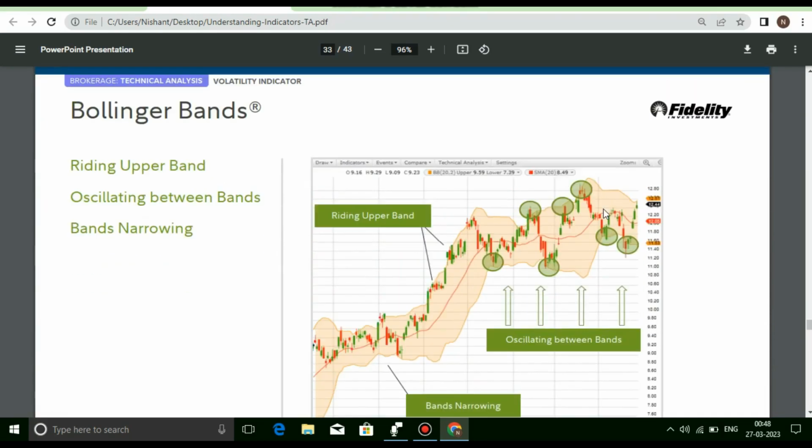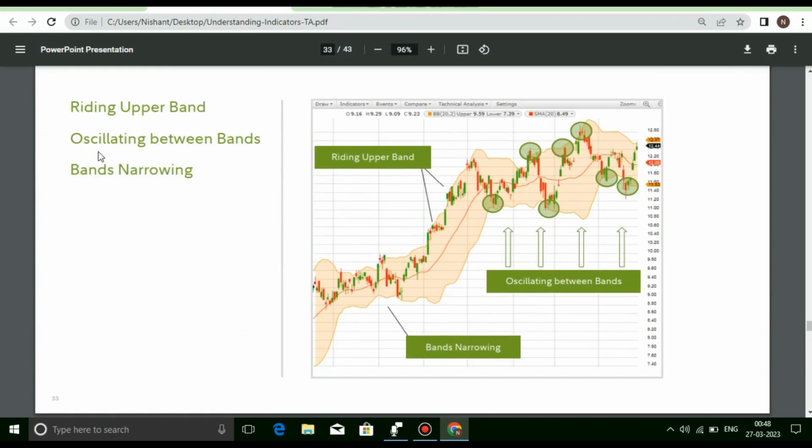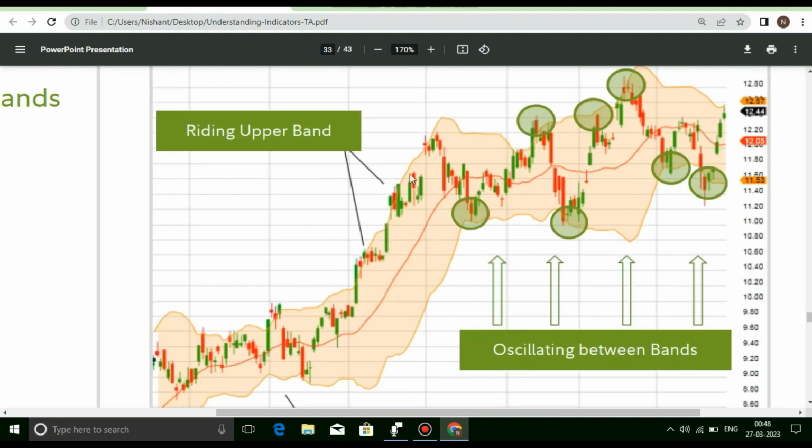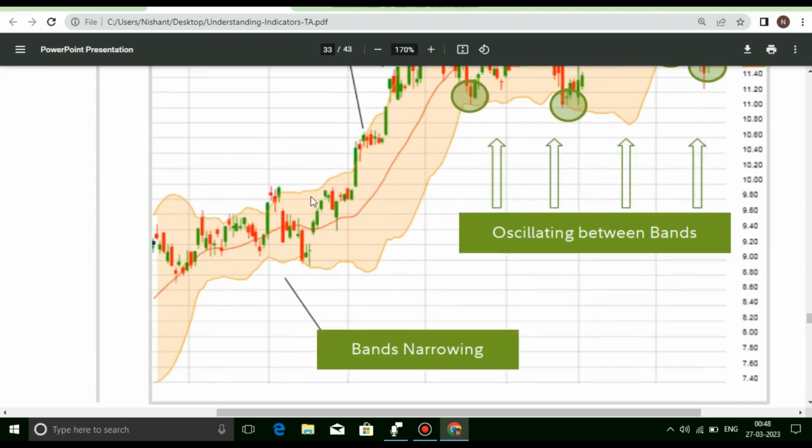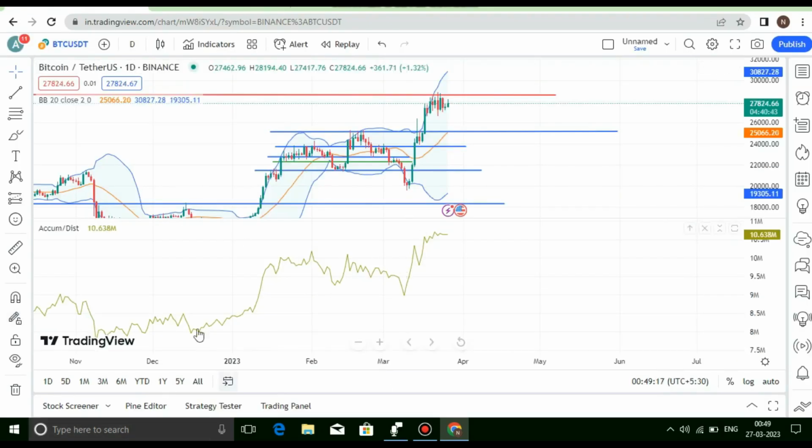So here is an example from this PDF: riding the upper band, oscillating between bands, and the bands narrowing from each other. Look, this is where the stock prices were riding the upper band, and when the stock prices were tickling between the two bands, oscillation between two bands was happening. Band narrowing. I have right now shown you two examples, band narrowing and band widening, and I have also shown you how to analyze Bollinger Bands in combination with the accumulation distribution indicator. You can use other indicators as well in combination, and you can predict the market at this point of time.